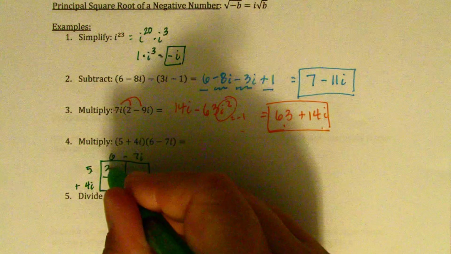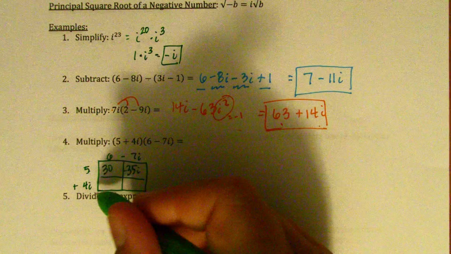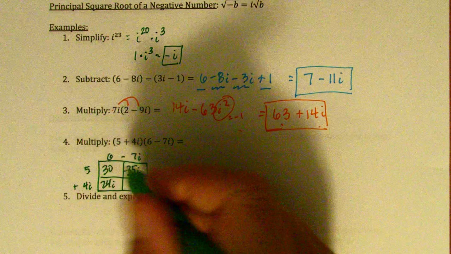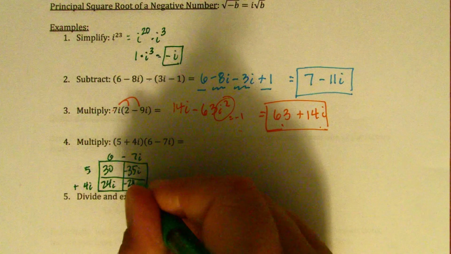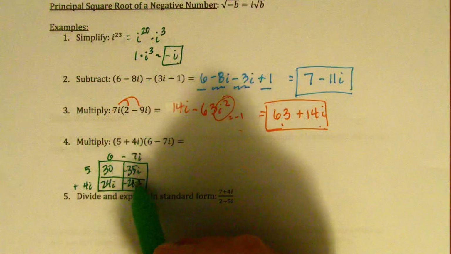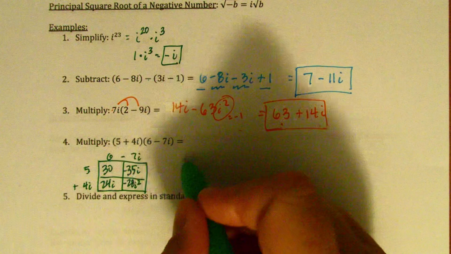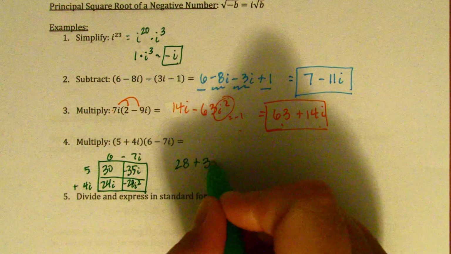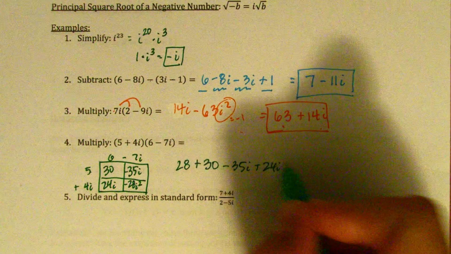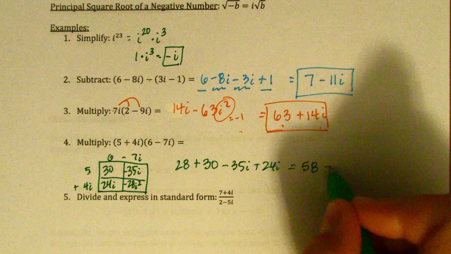5 times 6 is 30. 5 times negative 7i is negative 35i. 4i and 6 is 24i. And 4i and negative 7i is negative 28i squared. But remember, i squared is actually negative 1. So this is really negative 1 times negative 28. So negative 28 times negative 1 is positive 28, plus 30 minus 35i plus 24i. Simplifying that, we have 58 minus 11i.